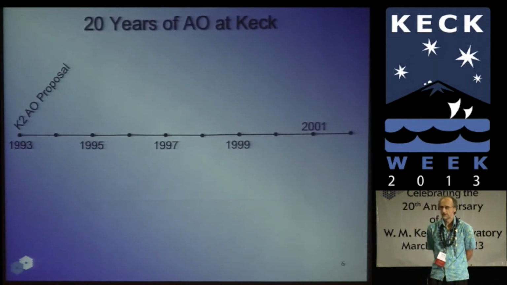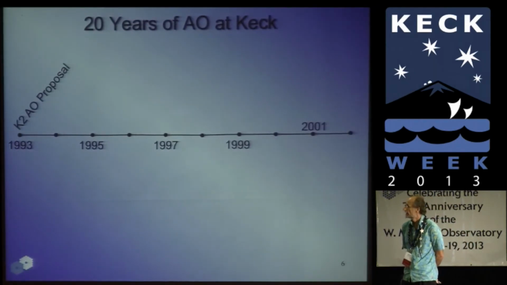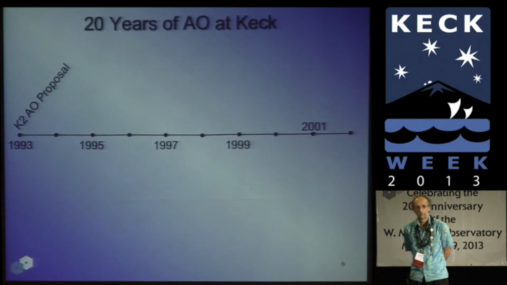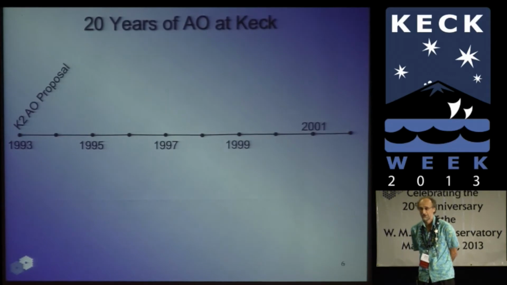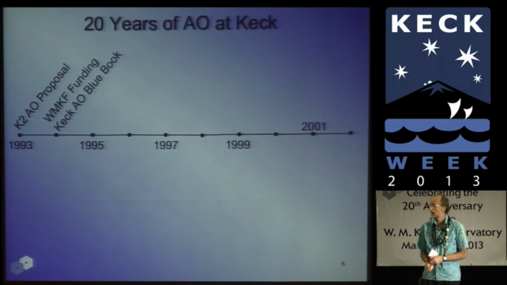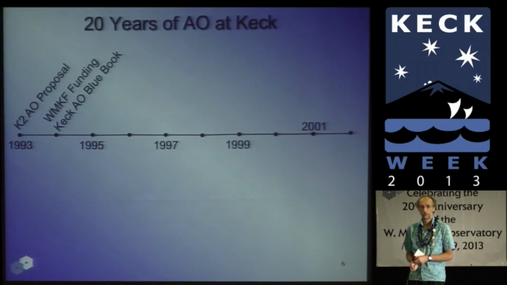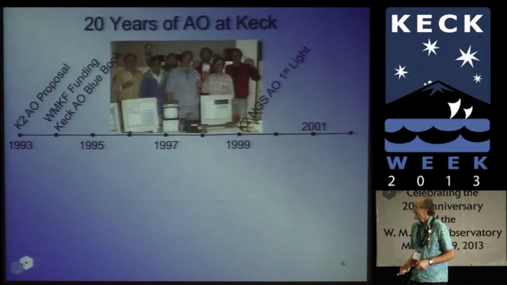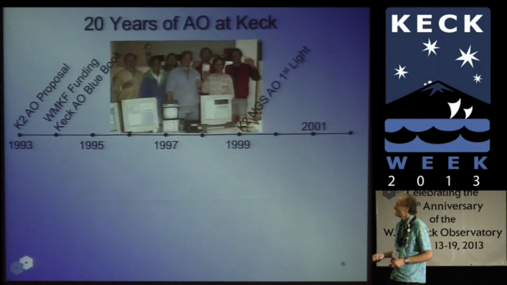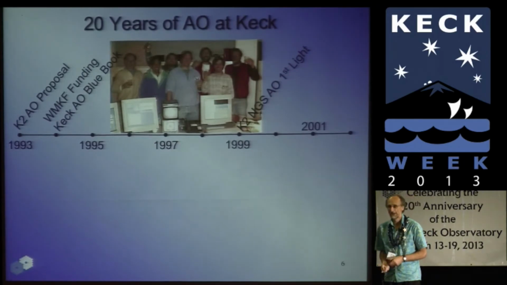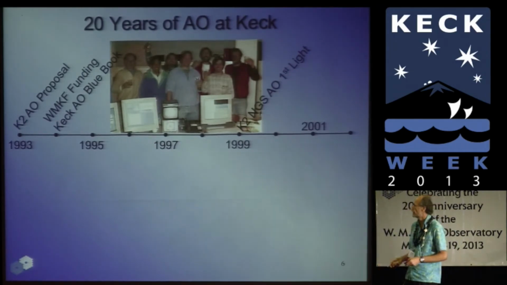So since this is a 20th anniversary, I made a timeline of the last 20 years for Keck adaptive optics, beginning in 1993 when Ed Stone wrote a proposal to the Keck Foundation for the AO system. The next year, the Keck Foundation did fund our project, and we wrote our original design book, requirements book, Keck AO book. These are very precious. You have to fight over them. And 5 years later, we had first light, natural guide star system on Keck 2. And this is a happy team about 4 in the morning on the summit drinking champagne.